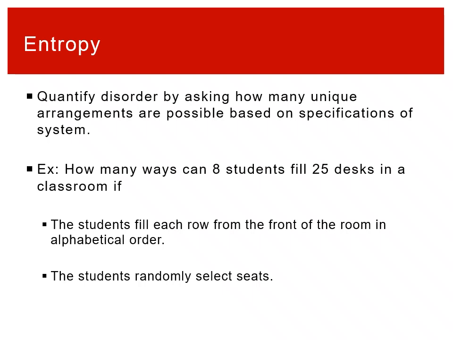And so we could set up a recipe for how we're going to make it. The first option could be that the students fill each row from the front of the room in alphabetical order. And then the second option would be that the students randomly select seats. We can probably already make some predictions about which one's going to be more disordered. But these are the specifications. We want to quantify the number of unique arrangements that we would have for those two recipes.